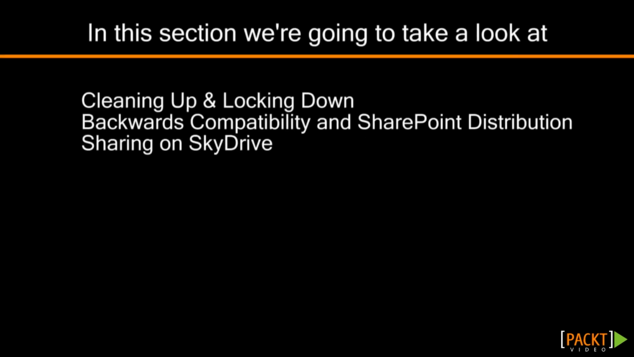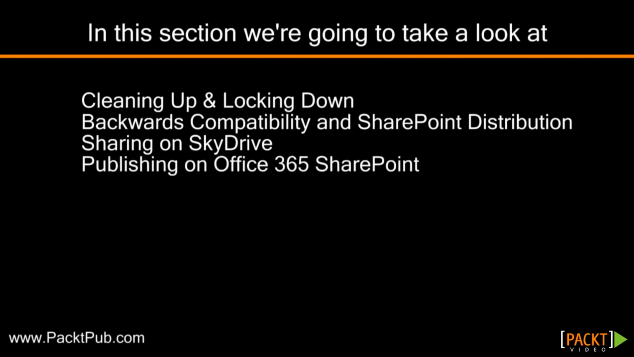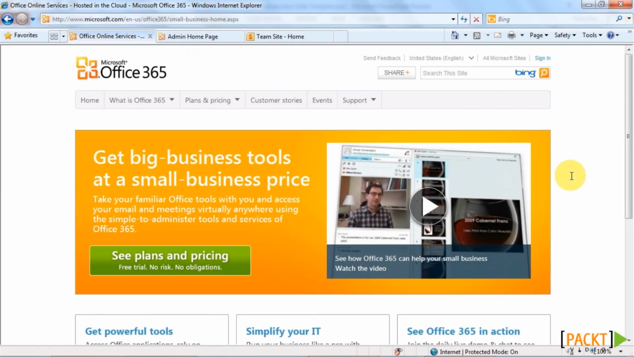In the last video, we took a look at how to share on Microsoft's SkyDrive. Now we're going to take a look at publishing on Office 365 SharePoint, which is a subscription alternative to having your own in-house deployment of Microsoft BI. In order to get Microsoft Office 365, you'll need to subscribe by going to office365.com. There's multiple plans and pricing, but we'll need at least an enterprise level to get SharePoint.